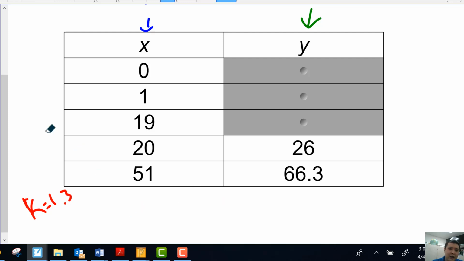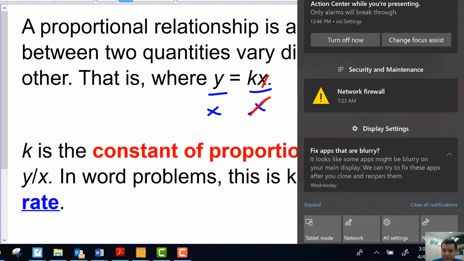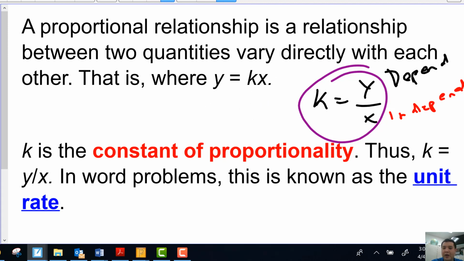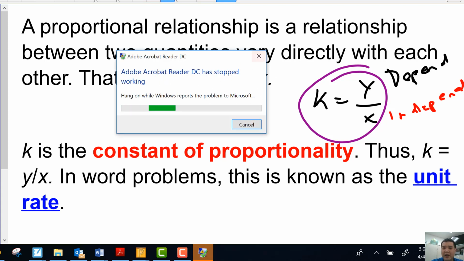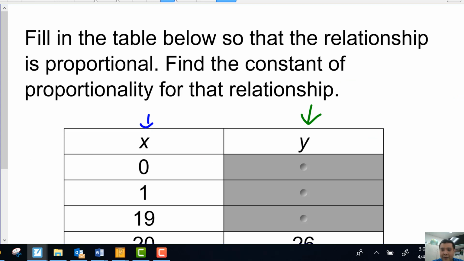Okay. So, going back to our original equation for what a proportion looks like, we've been using this formula right here, k equals y over x, not that one. But we can also use this one right here, y equals k times x. We can use that to find our values of y.